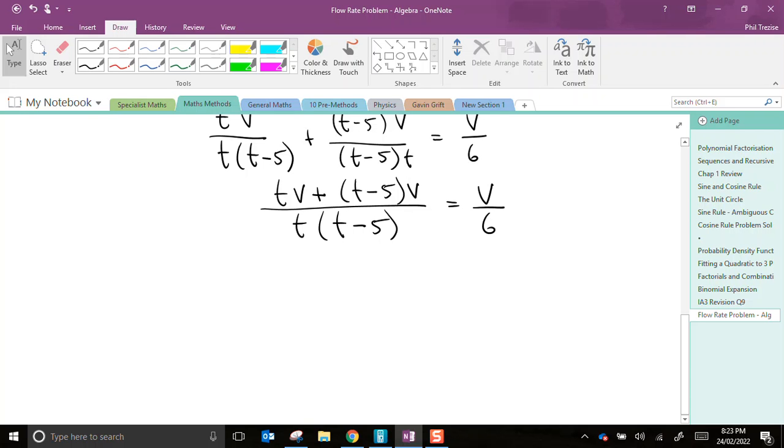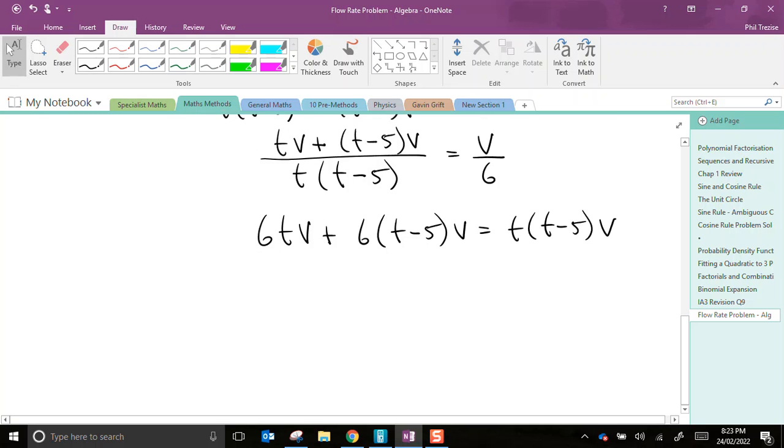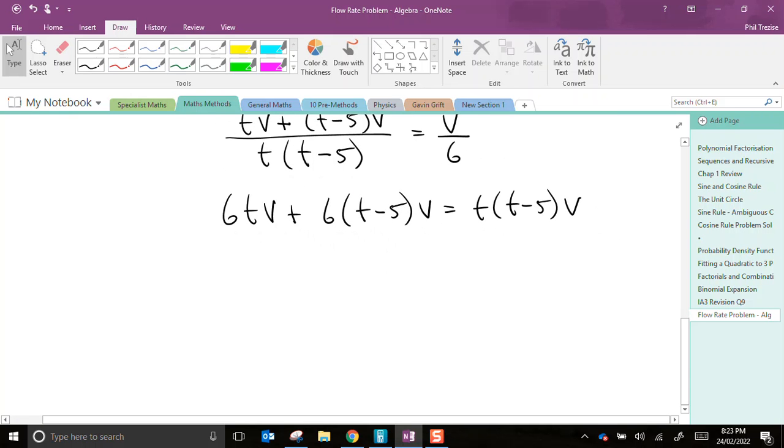Well, I suppose we could cross multiply. I would have 6 times T times V plus 6 times T minus 5 times V, and then I would have T times T minus 5 times V. Now, it's annoying to me that I still have two unknowns. I've got T and I've got V. But I notice that there's a common factor of V in every one of the terms. What if I just decide to divide everything by V? Let's just all divide by V.